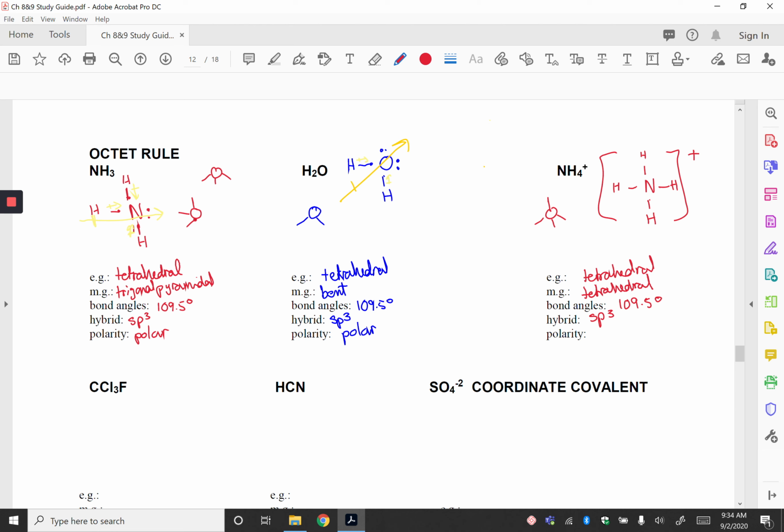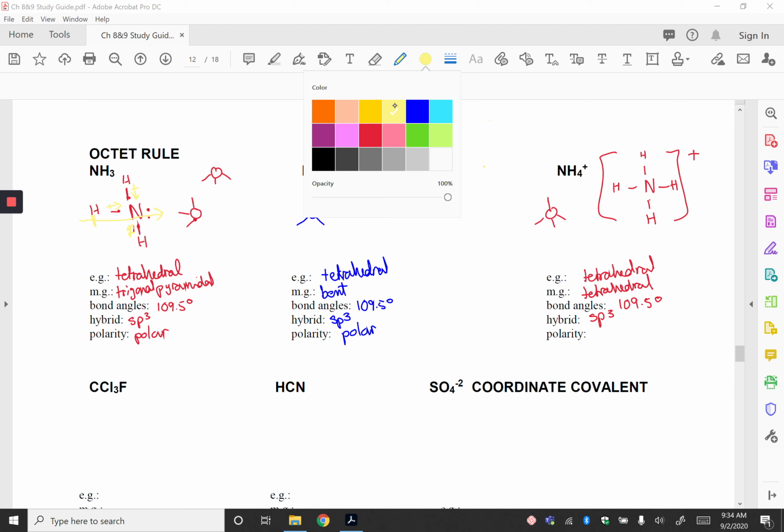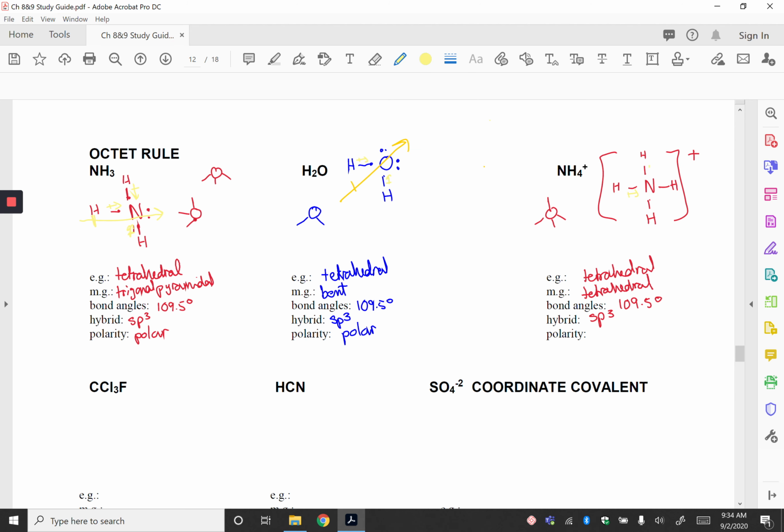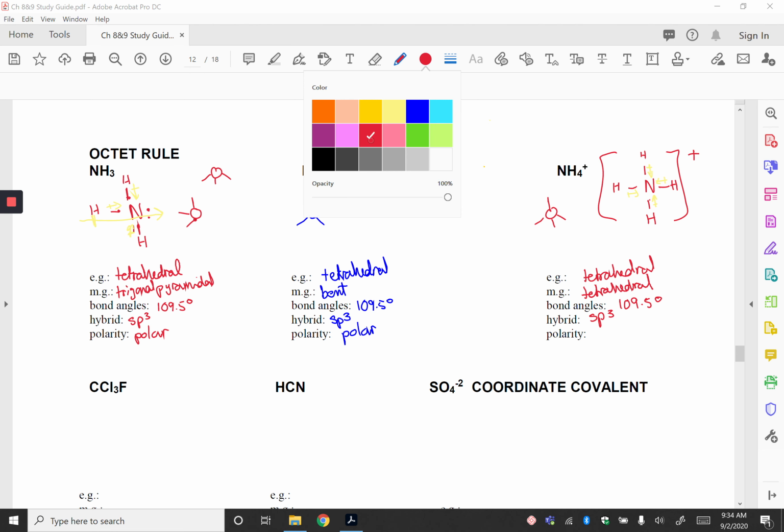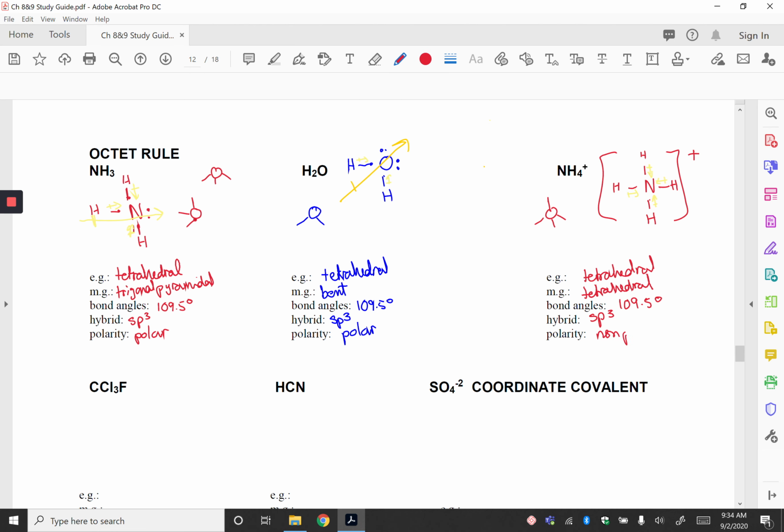For the polarity, we know that nitrogen is more electronegative than the hydrogen, so they all are pointing towards the nitrogen, but they all cancel out because they're all evenly spaced, and so it is nonpolar.